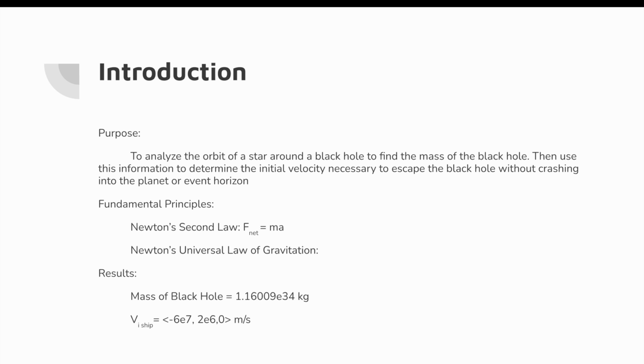Introduction. The purpose of this lab is to analyze the orbit of the star around a black hole to find the mass of the black hole, then use this information, the mass of the black hole, to determine the initial velocity necessary to escape the black hole without crashing into the planet or the event horizon.